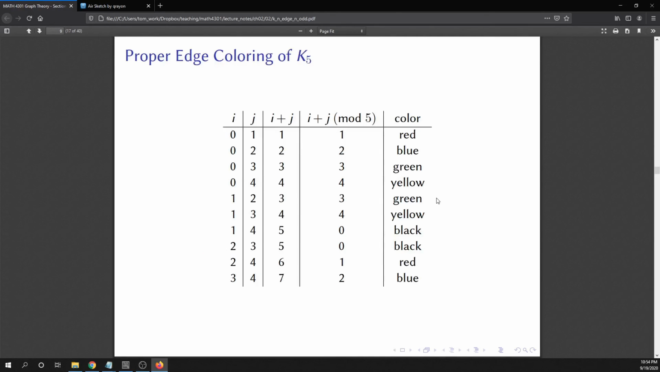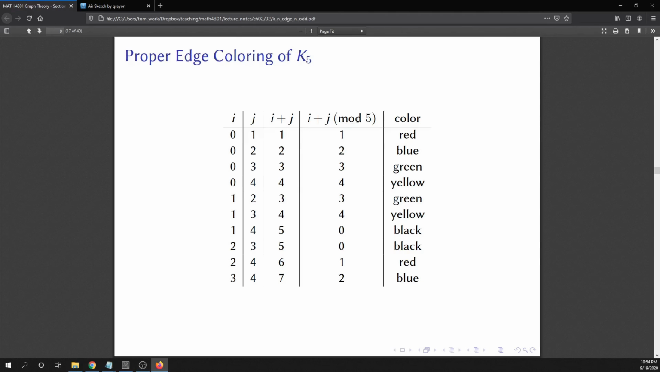All right, so for a proper edge coloring of K5, here are all the edges: 0,1; 0,2; 0,3; 0,4; 1,2; 1,3; 1,4; 2,3; 2,4; and 3,4. So those are all of the edges of K5. And so the first step, I would just add those together. 0 plus 1 is 1, 0 plus 2 is 2, all the way down here. So you can see these are the numbers we get.